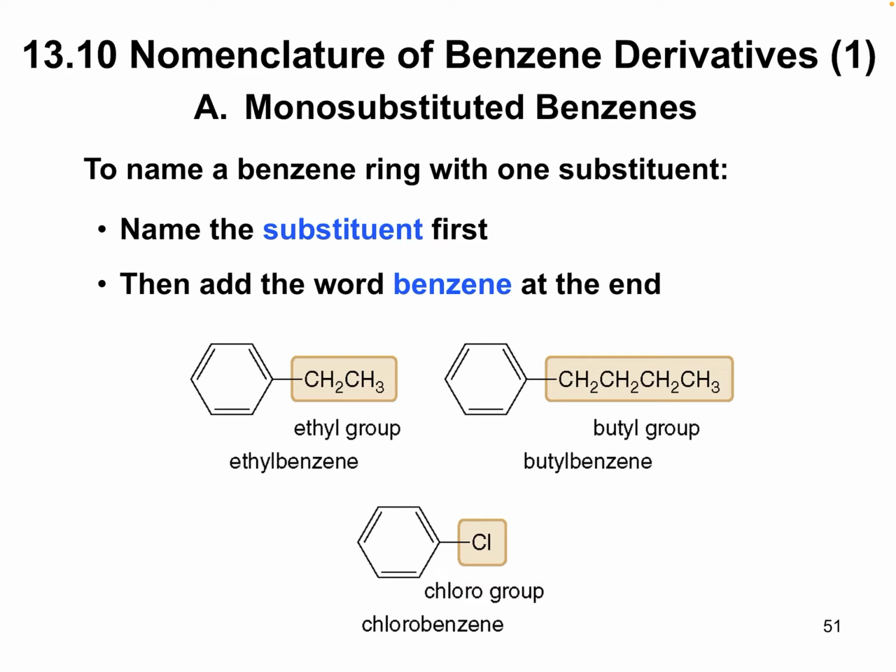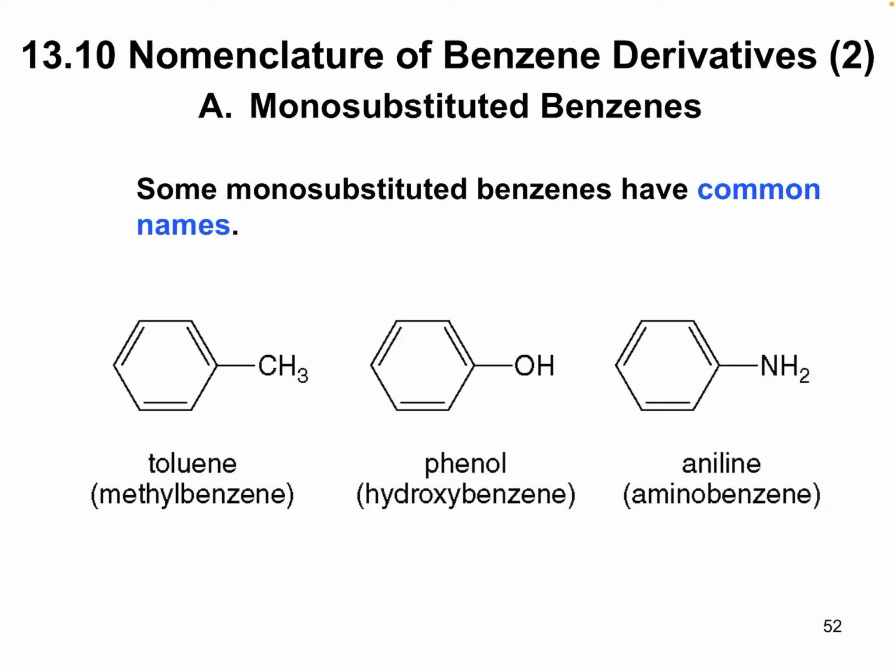So first of all, when we discuss aromatic compounds like benzene, we need to talk a little bit about how to name benzene and things that are derivatives of benzene. So first of all, if we have a substituent group on benzene, that's really easy. We just name the substituent group and then give the parent name benzene afterward. All right, so you can see examples of that here.